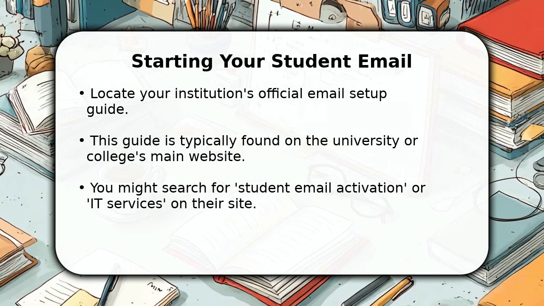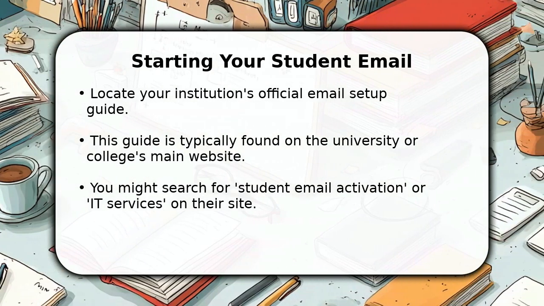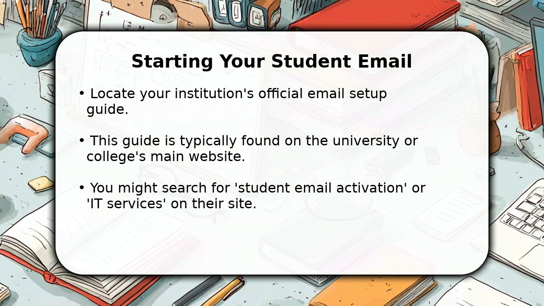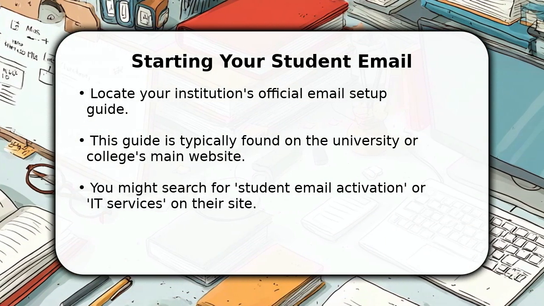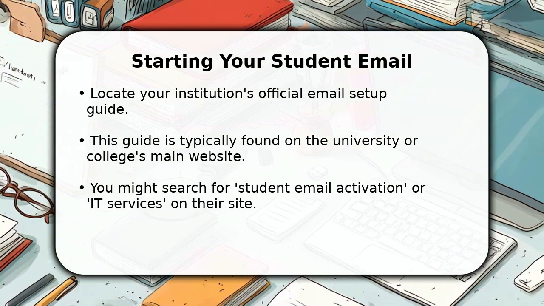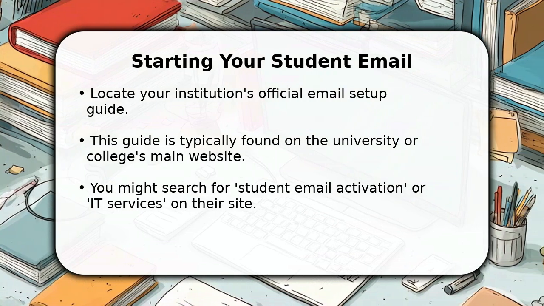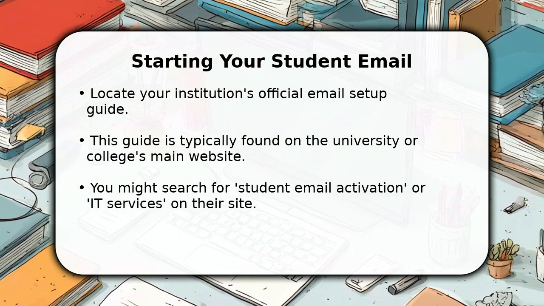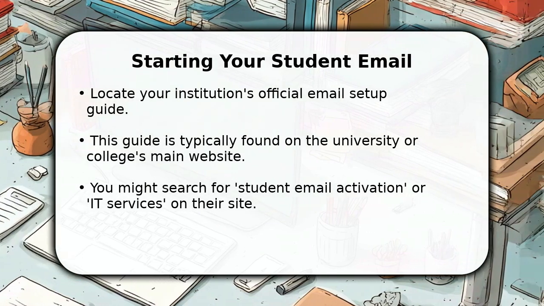In this video, I will help you get your student email account. First, find your institution's official guide. This is usually on their main website, perhaps under IT services or student resources. Look for terms like student email activation or new student accounts. Accessing this information early saves time and ensures you follow the correct, specific steps for your school.